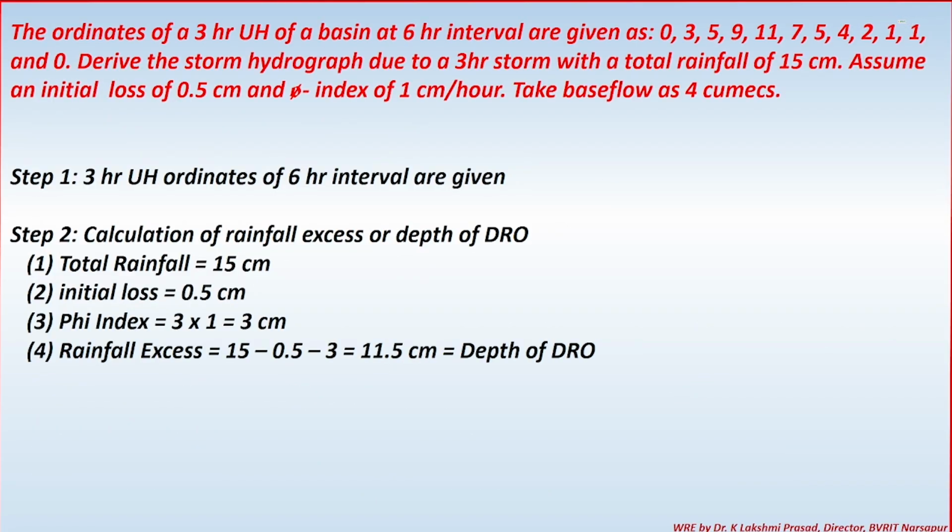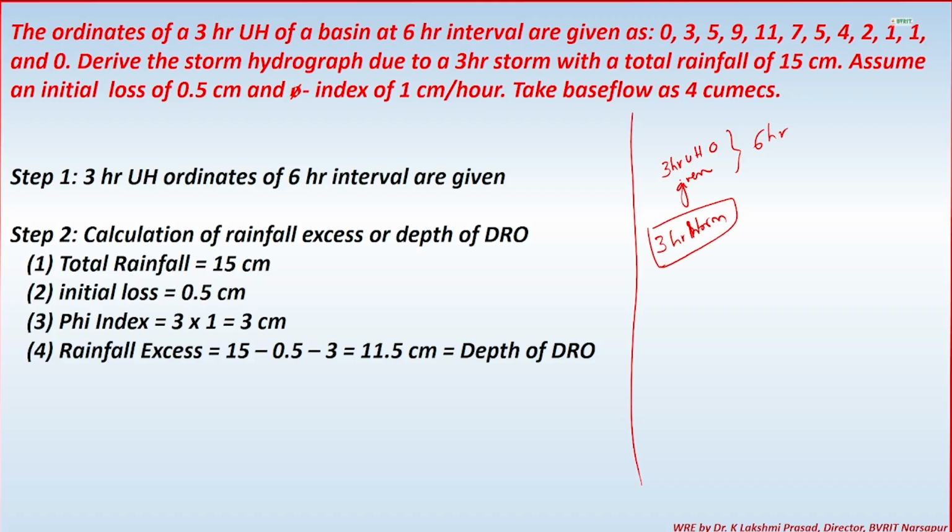Let us take the problem. Now this is the time you need to concentrate. The ordinates of a 3-hour UH are given. This is the first thing. The time interval is 6 hours. Derive the storm hydrograph due to a 3-hour storm, with a total rainfall of 15 centimeters.